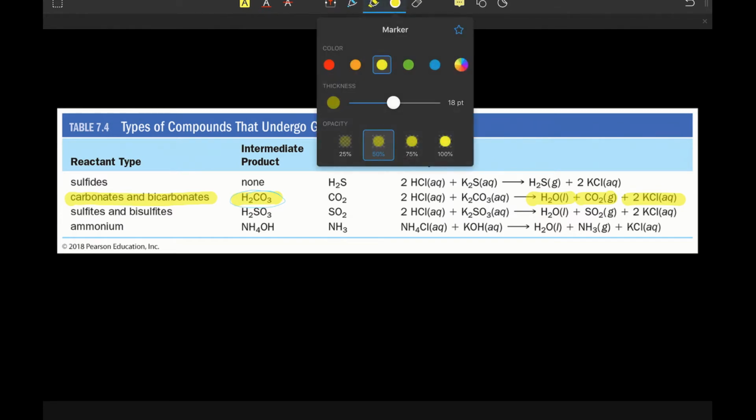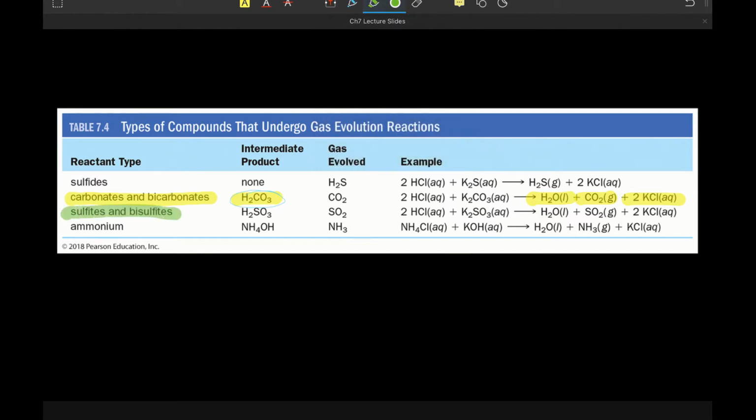From another perspective, we have our sulfites and bisulfites, which do the same thing. We're going to form some H2SO3 as an intermediate, and that H2SO3, again, we're just going to break down into water. Water is H2O. If I take H2O out of that H2SO3, all I have left is SO2. Does that make sense? If I take out two hydrogens and an oxygen, SO2 is what remains. Which is then, if we look over here, H2O, SO2, and a salt.